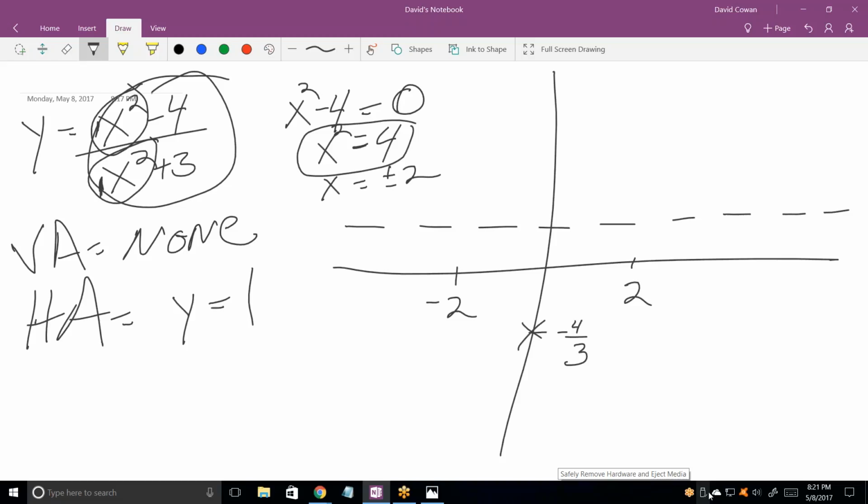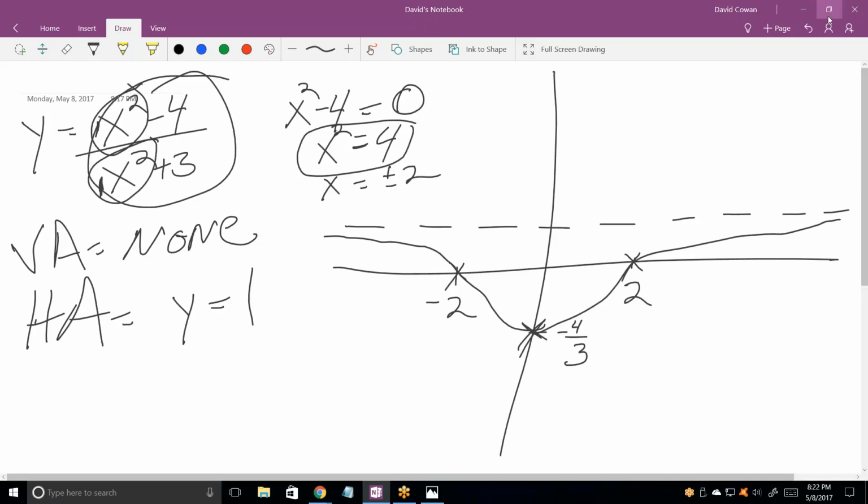Okay? So I know the curve goes through there, goes through there, goes through there, and it approaches this horizontal asymptote. Almost has to do this. Can't do anything but that. Gotcha. So these asymptotes, x-intercepts, y-intercepts, all are kind of necessary in order to graph the curve.